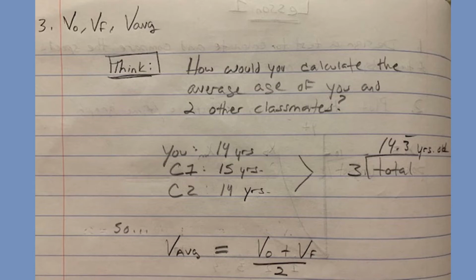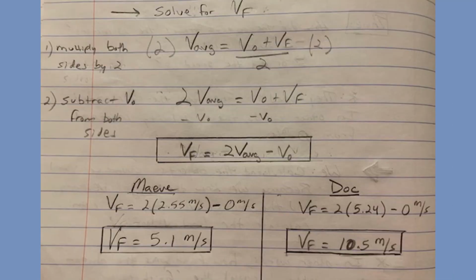Now think about this. If you're going to calculate the average of anything, let's say the average age of you and two other classmates, how would you do that? Well, you would take all three ages, you would add them up, and then divide them by 3. And so we're going to do the same thing. We're going to look at the average velocity as being a combination of the initial velocity and the final velocity divided by 2. Now I realize there's a lot going on this particular slide, so please just stay with me as I go through this.